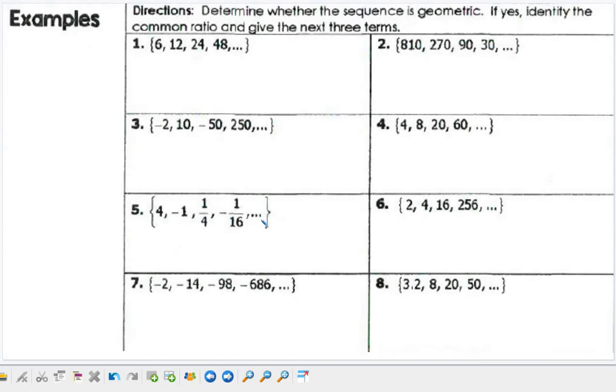So determine whether the sequence is geometric. If yes, identify the common ratio and give the next 3 terms. So number 1, we go from 6 to 12 to 24 to 48. Clearly geometric, we are multiplying by 2. And the next 3 terms would be 48 times 2, which is 96, 96 times 2, which is 192, and 192 times 2, which is 384.